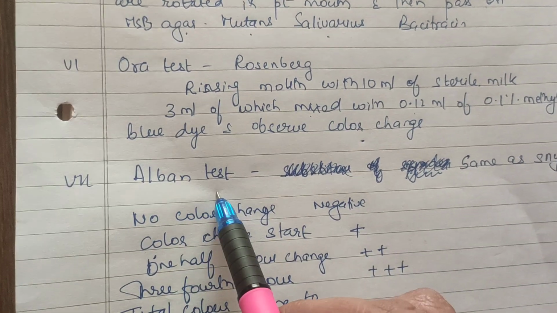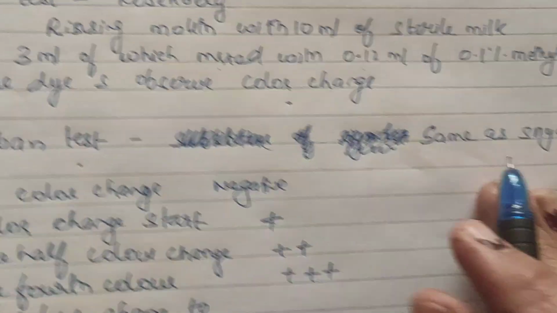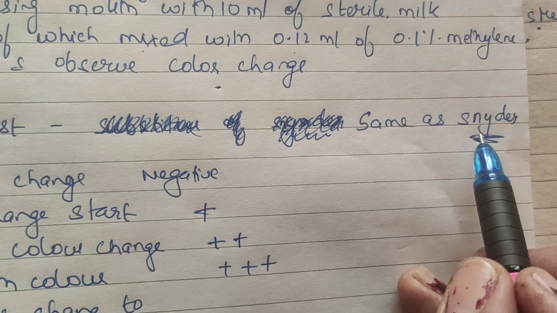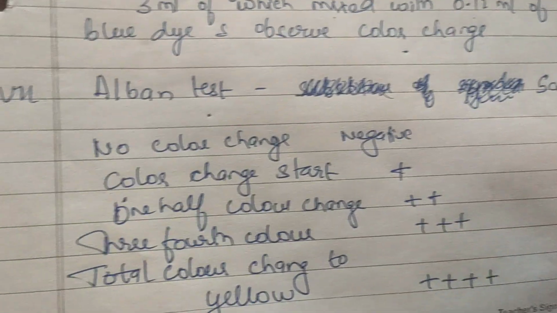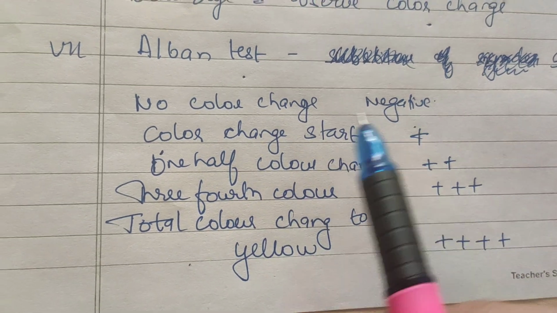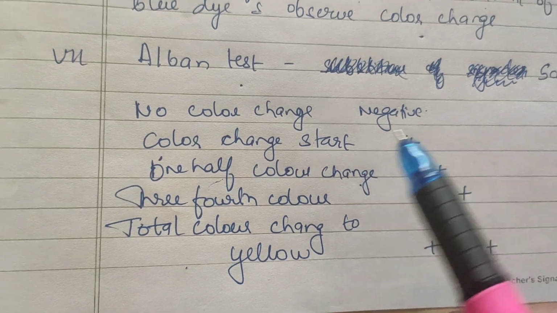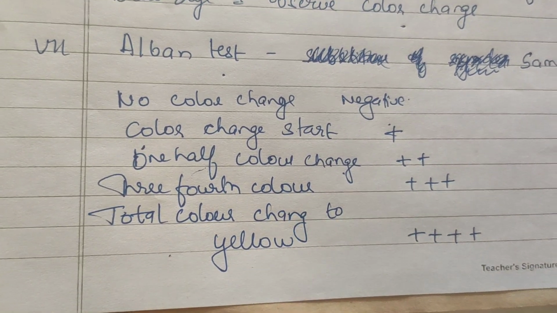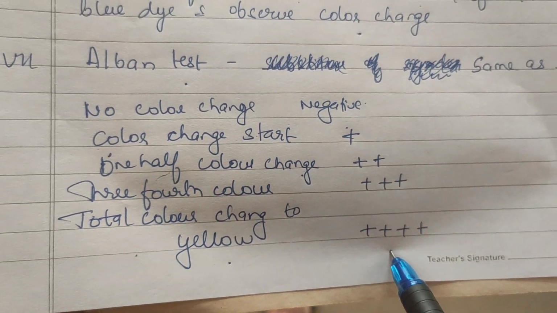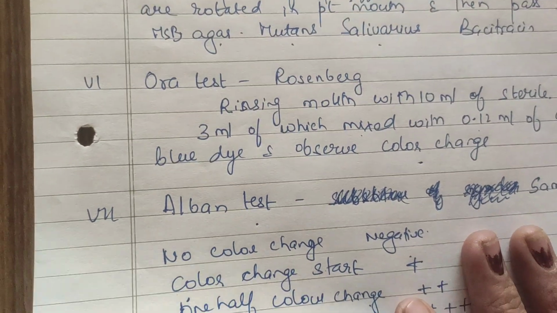Last is the Albin test. It is the same as the Snyder test, or it can be used as a substitute also. If there is no color change, negative. If color change starts, positive. If half the tube has changed color, 2 plus. Three-quarters color change, 3 plus. And if the whole tube changes to yellow, it is 4 plus. So this is all about caries activity tests.